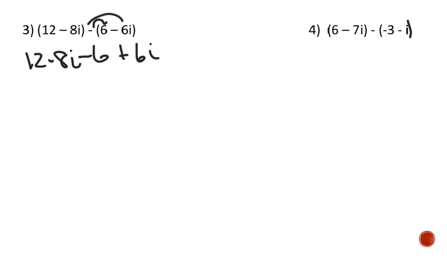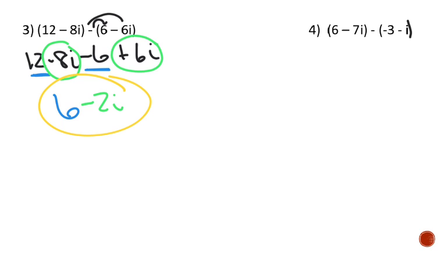Now, that just looks like examples 1 and 2. So we're going to add the real part, so 12 minus 6, which gives us positive 6. And then add the imaginary part. Notice that's a -8i and a positive 6i, so that's minus 2i. And that's our answer.